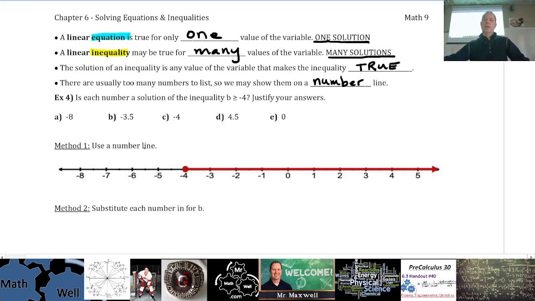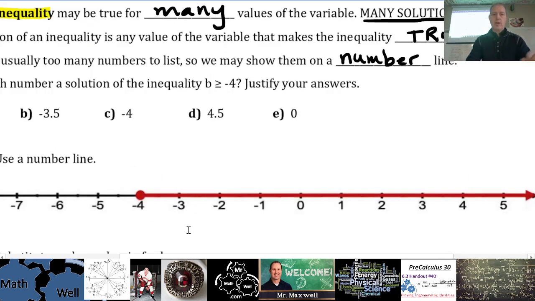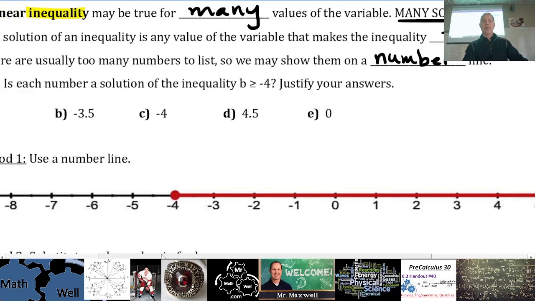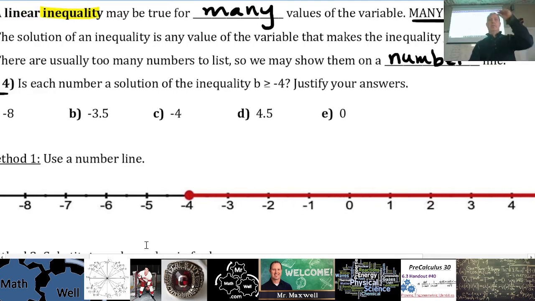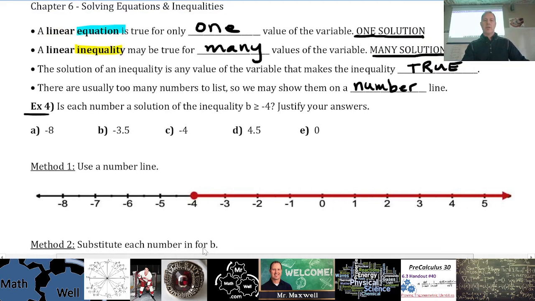So here's an example. Example 4 says, is each number a solution to the inequality b is greater than or equal to -4? Which one is this symbol right here? Yeah, that's a greater than, right? Opening to the larger one. So we have a number line here, so let's compare the numbers that are given to the number line.